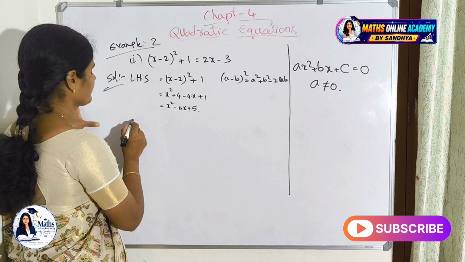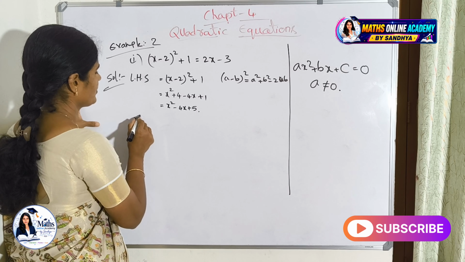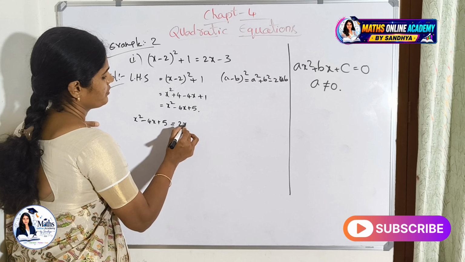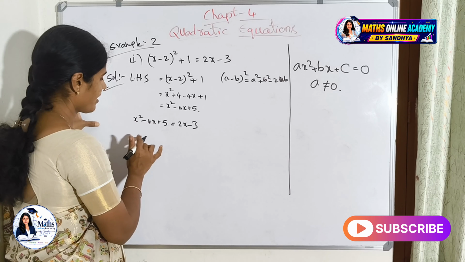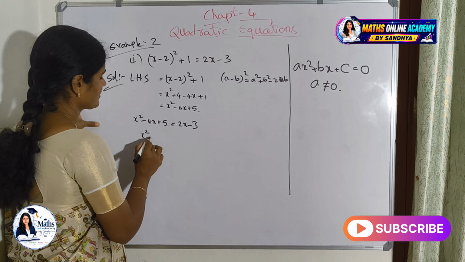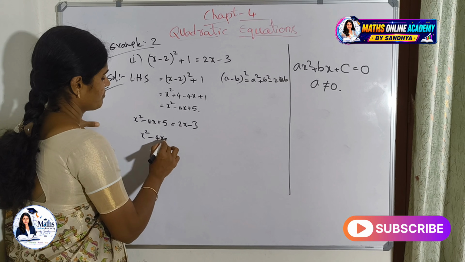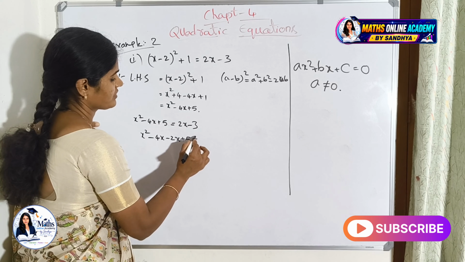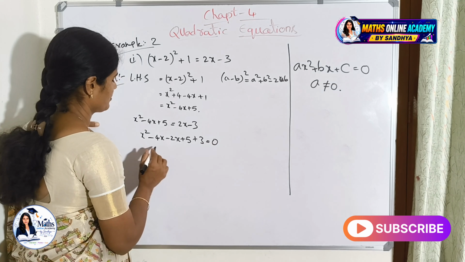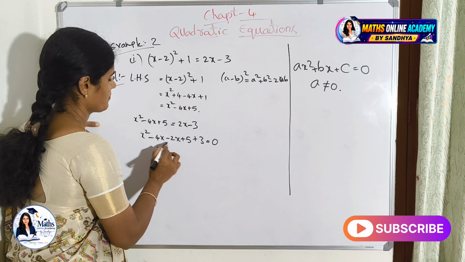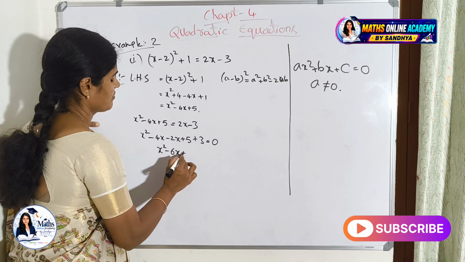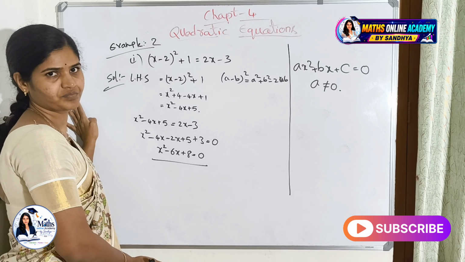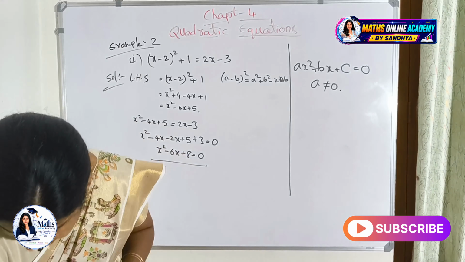RHS: take it. x square minus 4x plus 5 equal to 2x minus 3. You take all the RHS side terms to this side: minus 2x, plus 5, minus 3 becomes plus 3, equal to 0. So x square minus 6x plus 8 equal to 0. This is a quadratic equation. Okay. Next question.